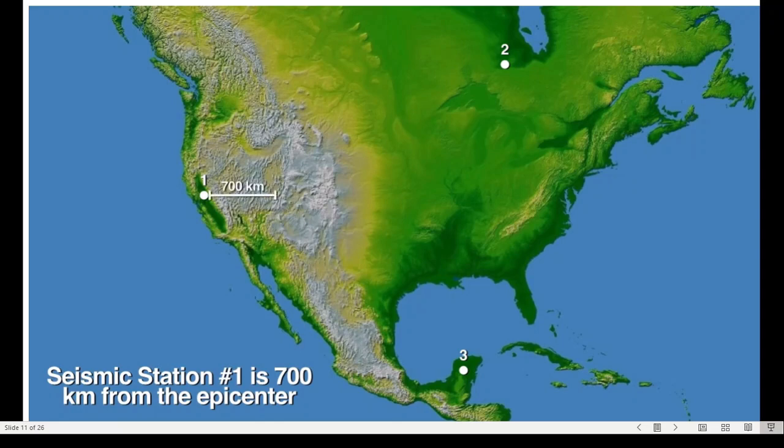But the problem is, we don't know if it's 700 kilometers in this direction, in this direction, in this direction. It could be 700 kilometers in any direction. So what we can do is draw a circle around point 1 with a radius of 700 kilometers. And now we know that the epicenter is somewhere on that circle, somewhere on that line. But again, that's not good enough because we want to pinpoint the location.